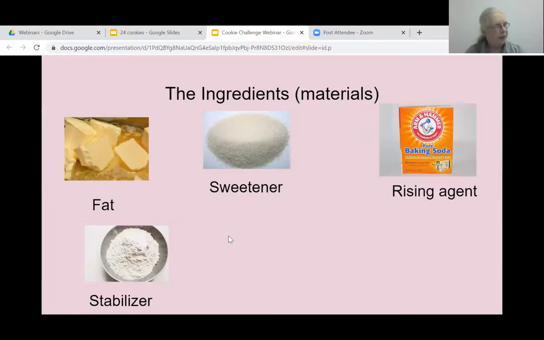If you use baking soda, you'll get a flatter cookie. If you use baking powder, you will get a puffier cookie. So if you change the soda to powder, you may want to do that.